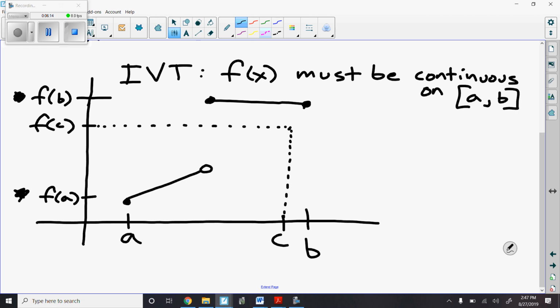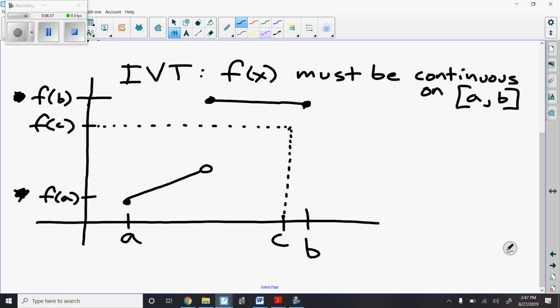Okay. Now there's another question. What about numbers less than f of a? Like y values less than f of a or greater than f of b? Well, I could still hit those, but it's not guaranteed. I am guaranteed to hit every y value between f of a and f of b.